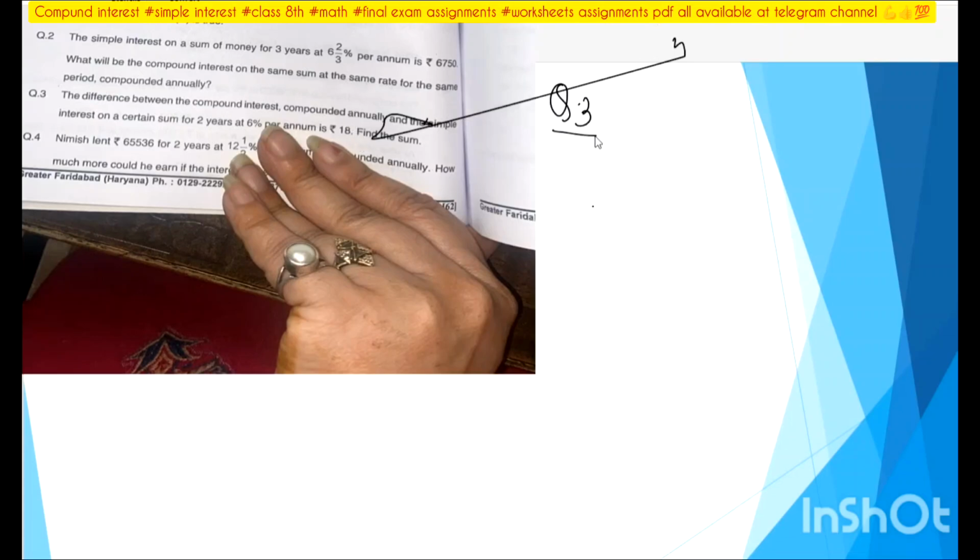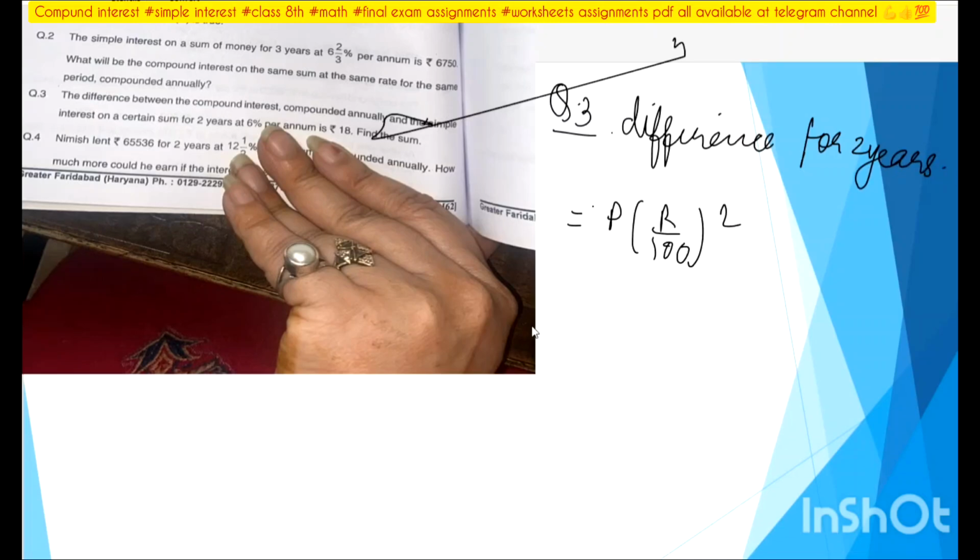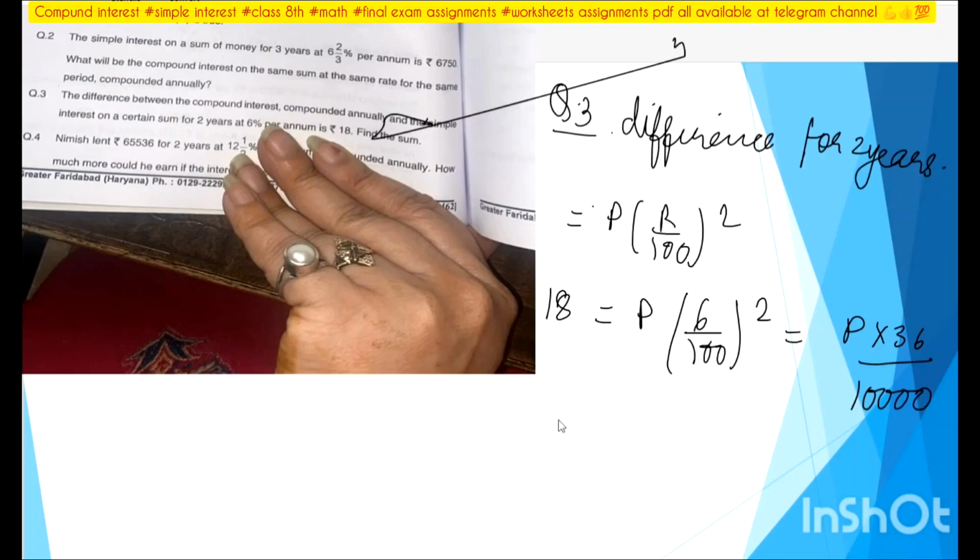Okay, so question number 3, I can start by writing the difference of simple interest and compound interest for 2 years, because they are doing it for 2 years. So it will be how much? P into R by 100 to the power 2, and it is given as 18. So it will be P, it is 6% by 2. So I can get it as P times 36 upon 10,000. By equating it, I can get P is equal to 5,000. Okay, my P is equal to how much?